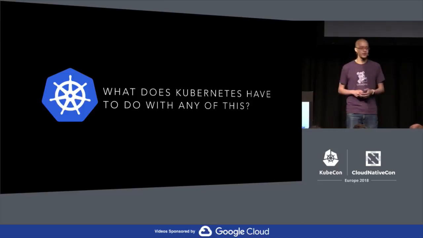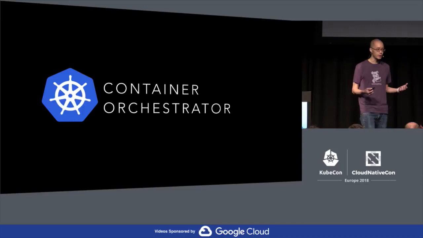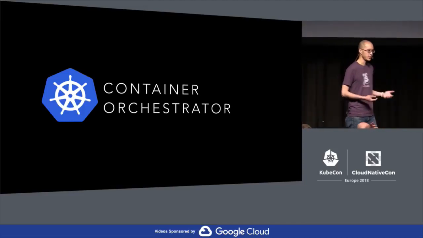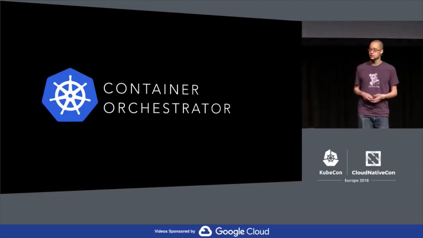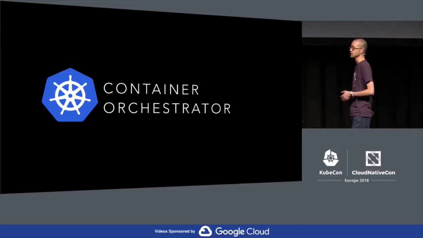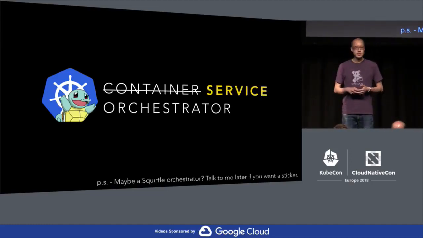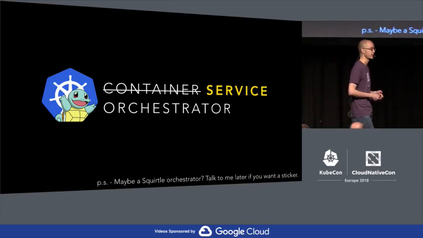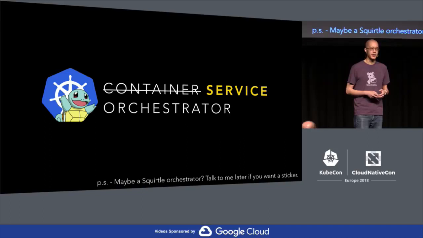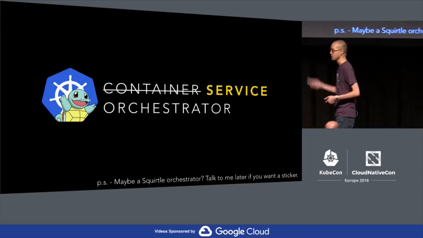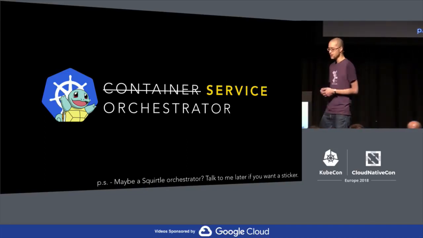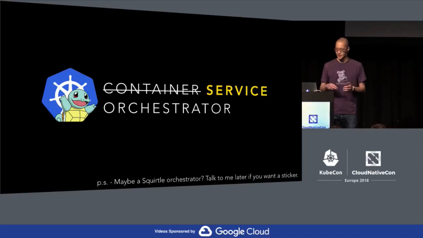So what does any of this have to do with Kubernetes? Well, a lot of people think of Kubernetes as a container orchestrator, right? When we talk about rolling deploys, and I had that diagram, you're thinking, okay, these are my containers. Kubernetes is actually a service orchestrator, and we have to start thinking of things in terms of services. Or maybe it's a Squirtle orchestrator. If you want a sticker, I've got some.